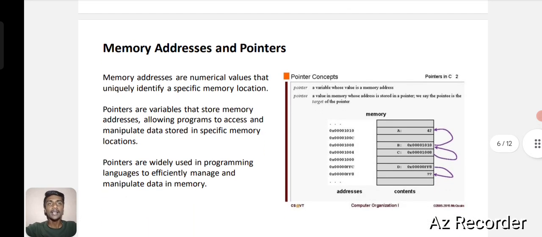The next slide is memory address and pointers. A memory address is a numerical value that uniquely identifies a specific memory location. Pointers are variables that store memory addresses, allowing programs to access and manipulate the data stored in specific memory locations.